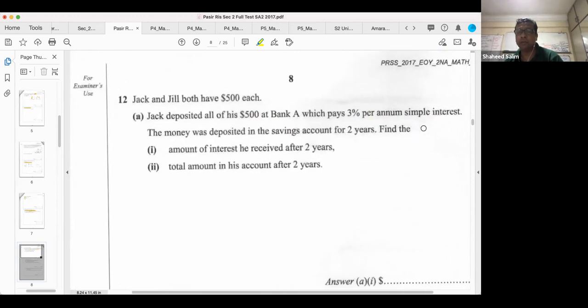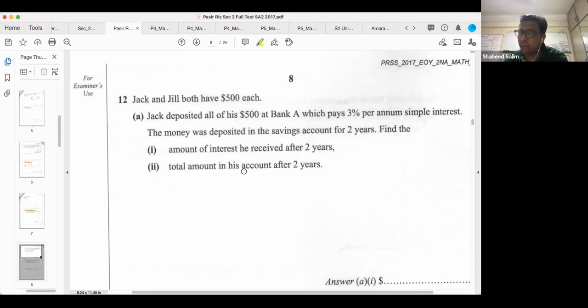Okay, so now this person put money inside the bank, Jack and Jill. So Jack puts $500 in bank A. He pays 3% per annum. And then he put the money for 2 years. How much interest did he receive after 2 years? Now you must remember, you got to do year 1, year 2. Find the interest for year 1 and year 2.